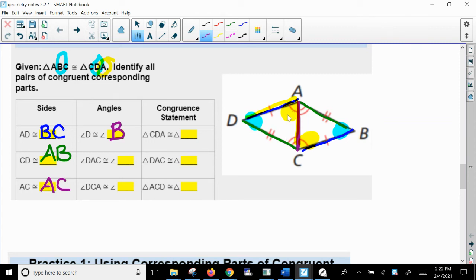So in the triangle on the left, this is angle DAC, or you can say CAD. And it matches this angle over here. So I can call that angle ACB or angle BCA, as long as the letter C is in the middle. So I'll say ACB. ACB. Write that over.